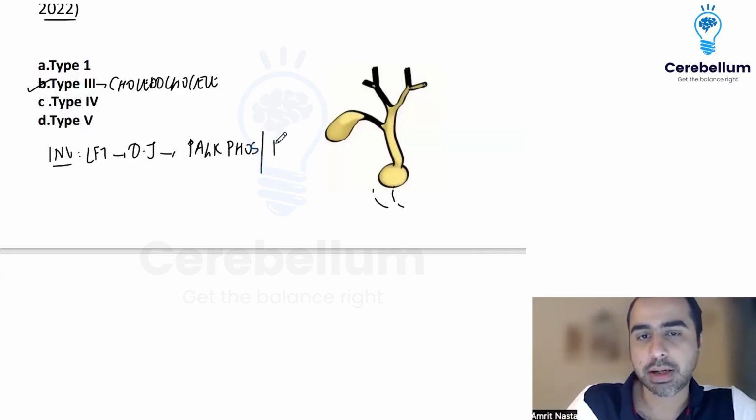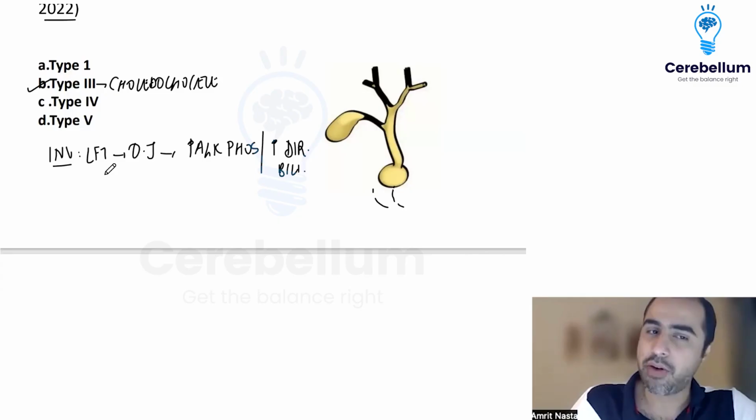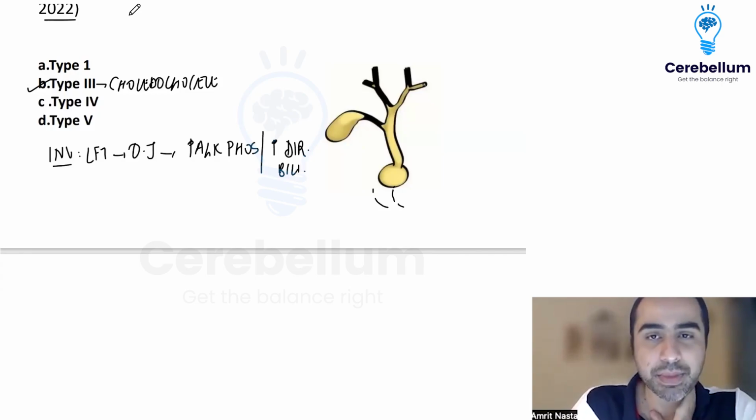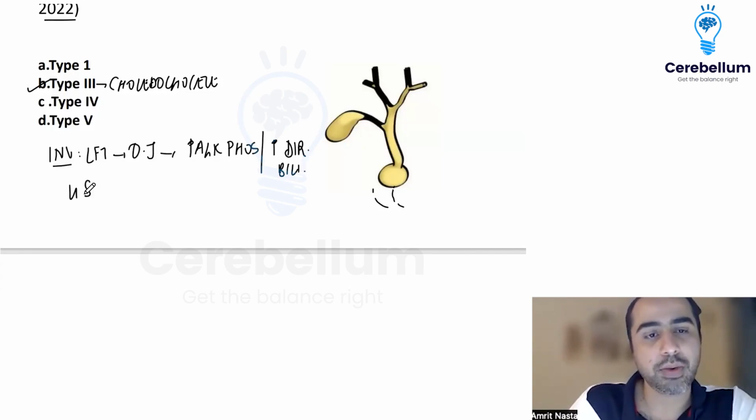There will be increased direct bilirubin. So you have an idea. What will be the next step? Next step, very good. Next step will be USG abdomen.